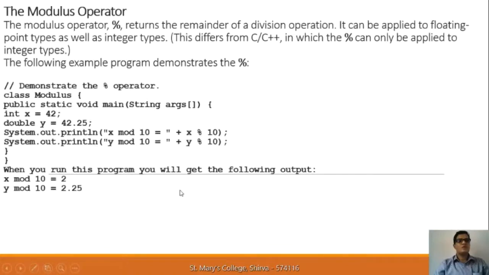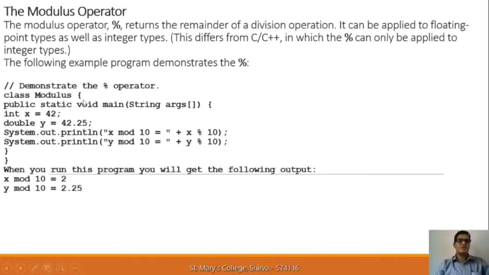Now the modulus operator. By using this modulus operator, we can get the remainder value. As we know, in C and C++ it doesn't operate on anything except integer variables, but here in Java it is extended to floating and double points also.